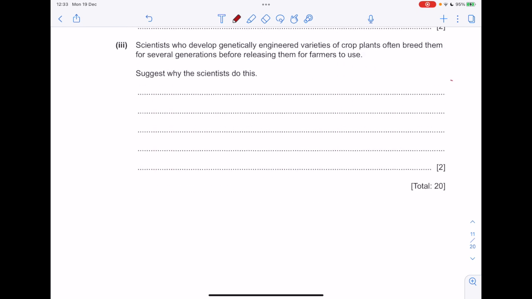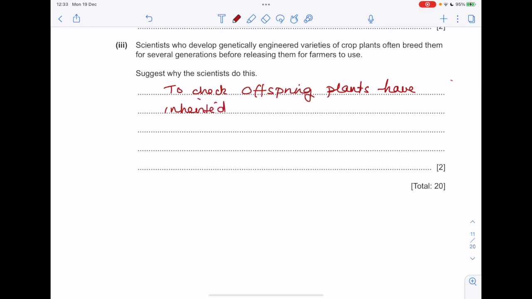Scientists who develop genetically engineered varieties of crop plants often breed them for several generations before releasing them for farmers to use. Suggest why the scientists do this. Firstly, to check that the offspring plants have inherited the new trait, and secondly to build up a large stock of seed.